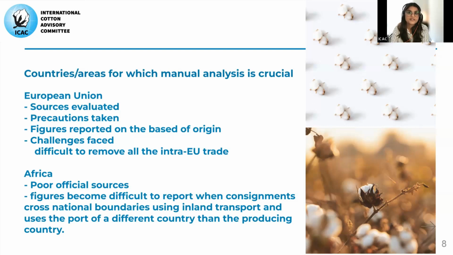Another important region is Africa. Reporting on cotton trade from Africa is also very, very challenging, as many small cotton producing and exporting countries in the region do not provide official figures. Additionally, it can be difficult to accurately report figures when consignments cross national boundaries and use inland transport, or when the port of a different country than the producing country is used.